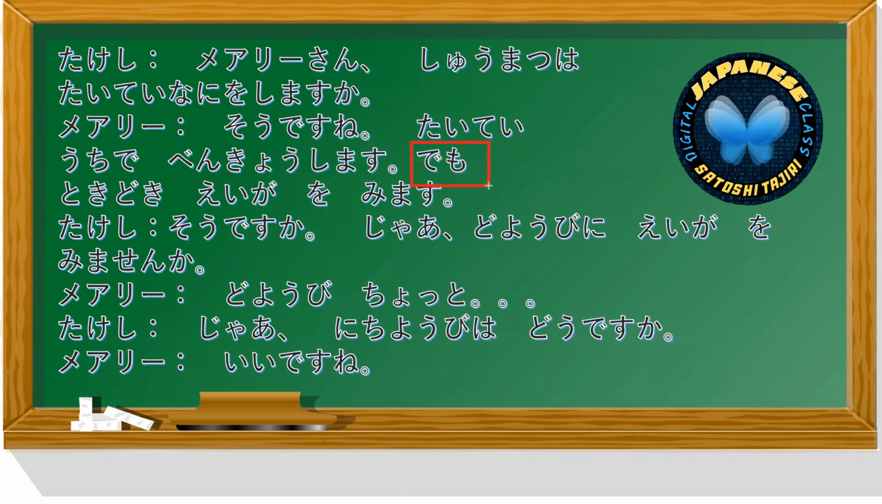Then we have demo. Demo means but. Then we have toki doki, which means sometimes. And eiga, movie. Then mimasu, which means to watch. So we're saying: usually in the house I study, but sometimes I watch movies.